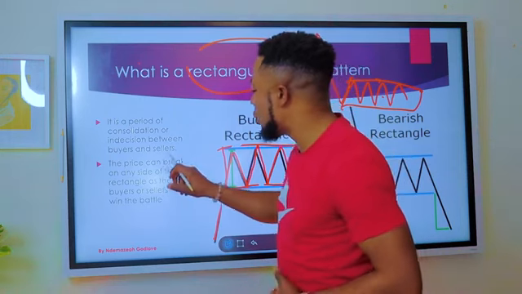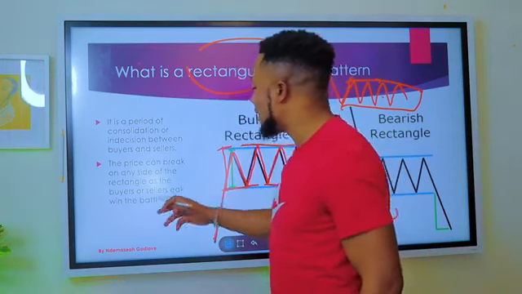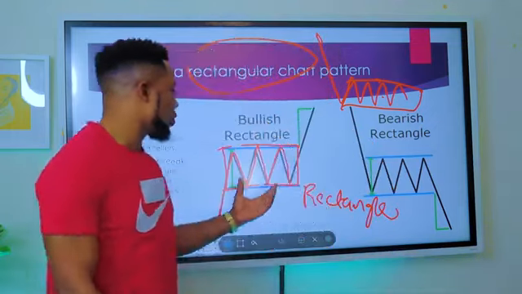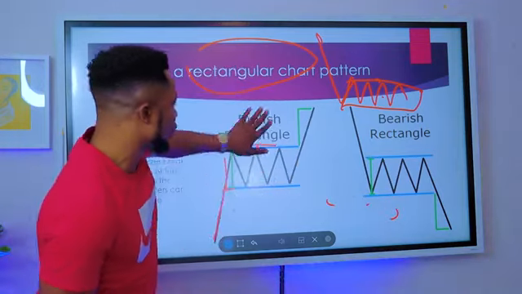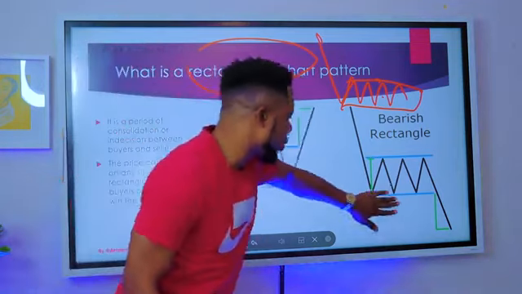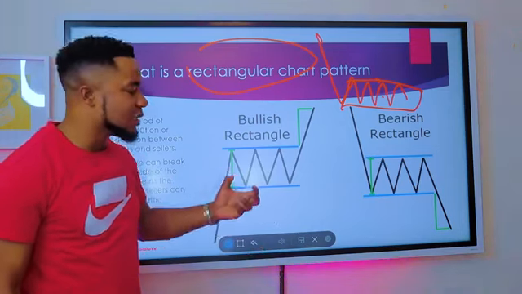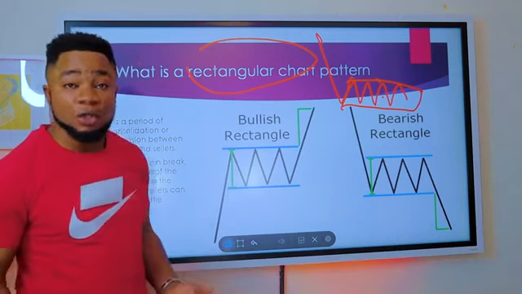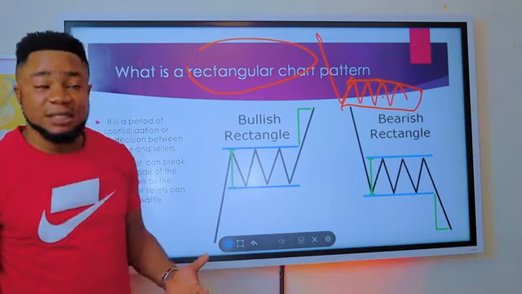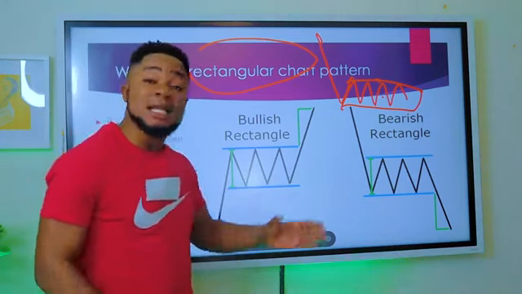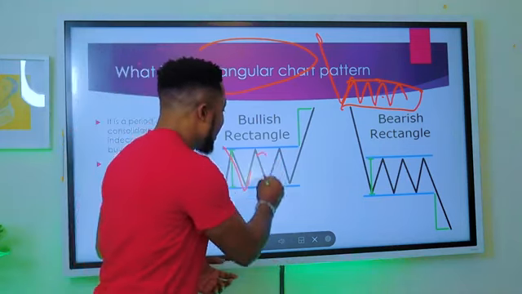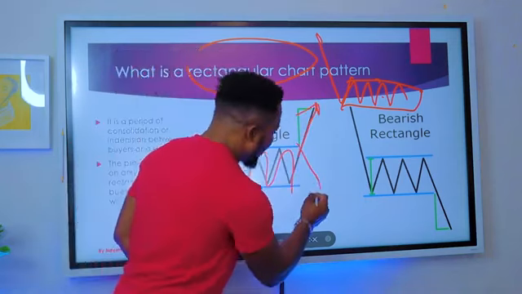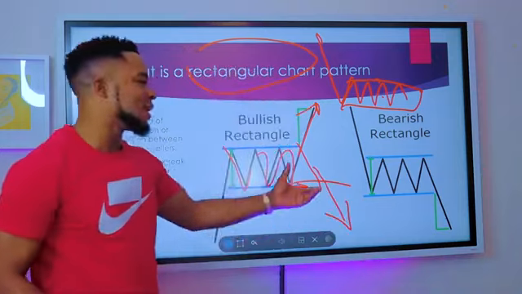Then the price can break on any side of the rectangle, as the buyers or sellers can win the battle. As easy as that. Since here we are hitting support and resistance, remember, this is not a reversal signal. This is what we call a dual signal indicator, all right? It can either cause a trend continuation or it can cause a trend reversal. After this consolidation, after testing this area, the market can break up, as you see, or it can still come down here and break down. So the market can break in either direction.